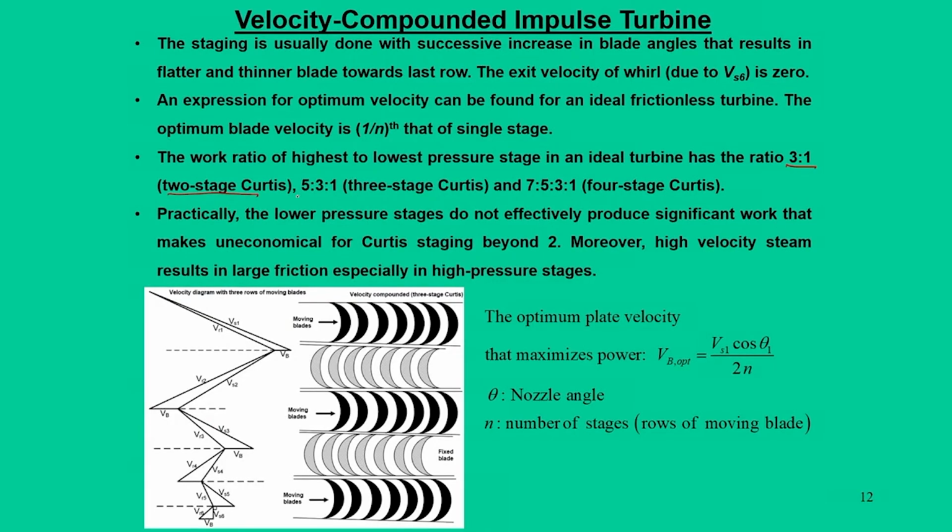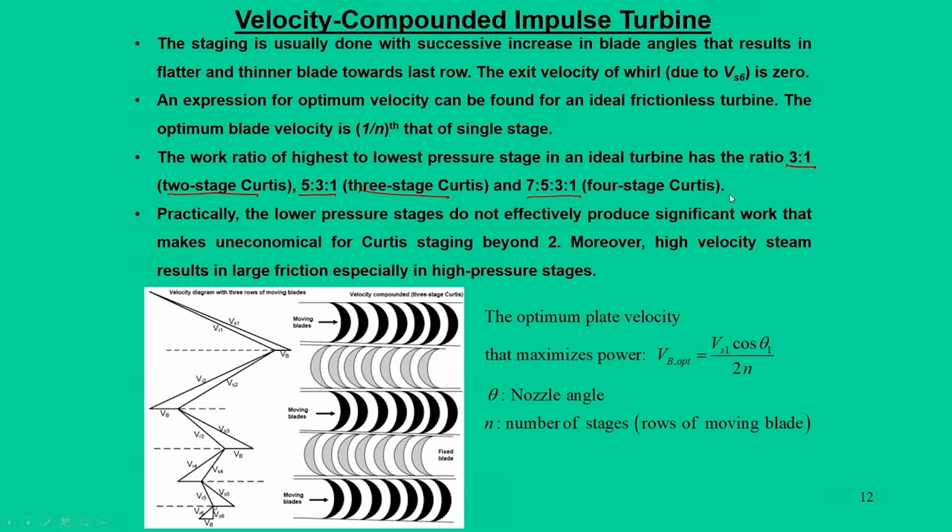Now, when you do this highest to lowest pressure staging, typically when you say 3:1, we say it is a 2 stage Curtis, and when it becomes 5:3:1, it is a 3 stage Curtis, and 7:5:3:1 means a 4 stage Curtis turbine.